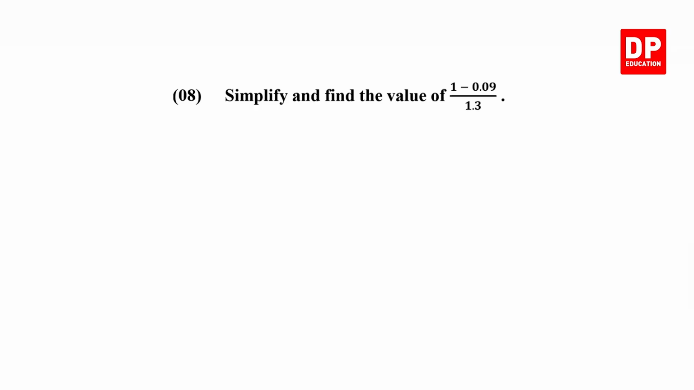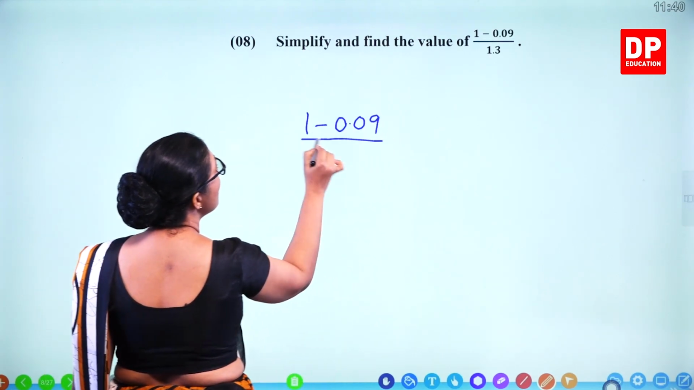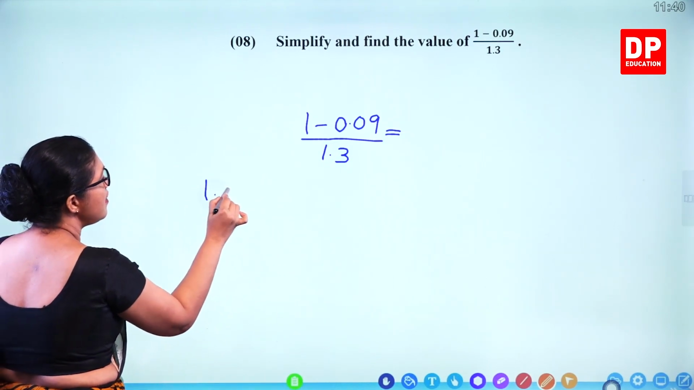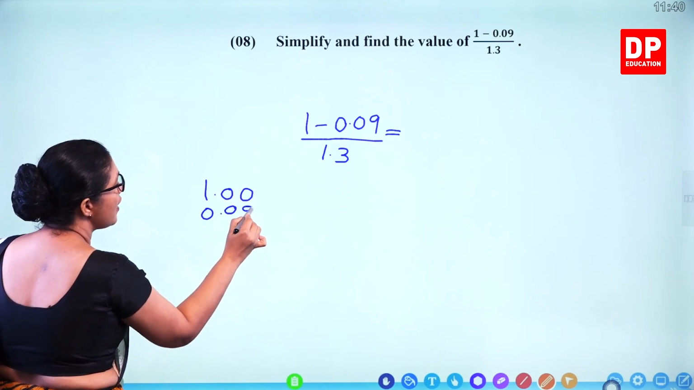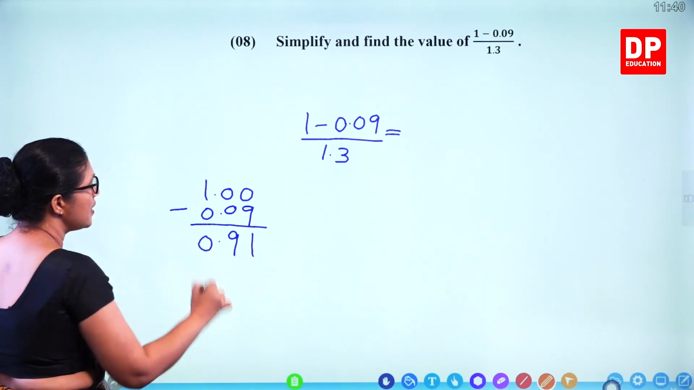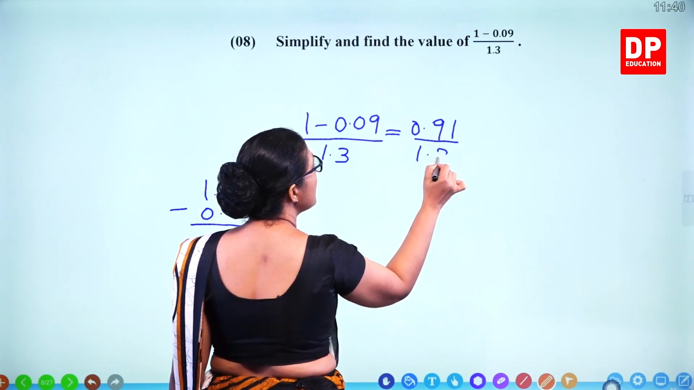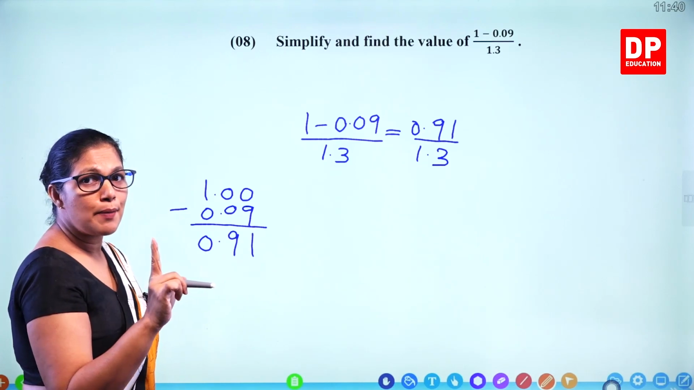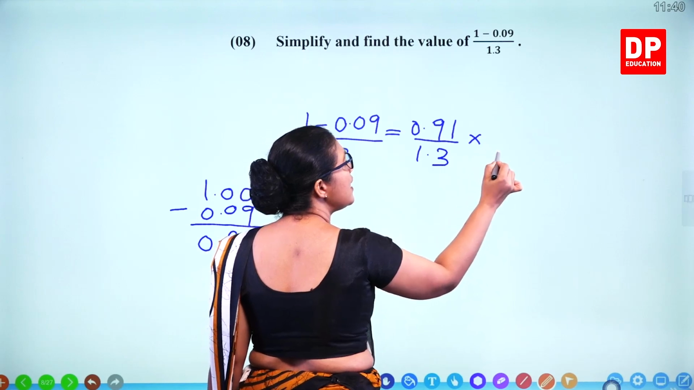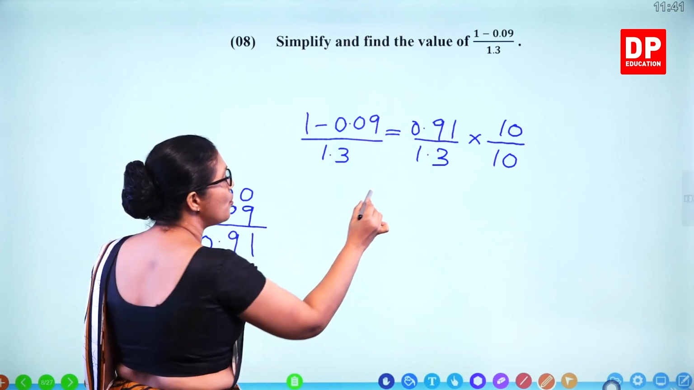Question number 8. Simplify and find the value of 1 minus 0.09 over 1.3. So we can first do the numerator: 1 minus 0.09. Subtract, you get 0.91. So 0.91 over 1.3. There's a decimal point, so you have to get rid of it. Multiply this by 10, and when you do that, multiply the other also by 10.